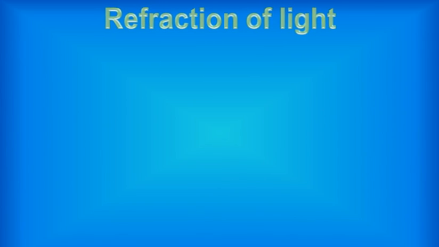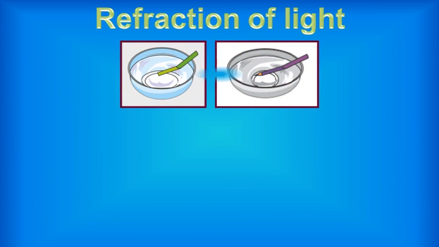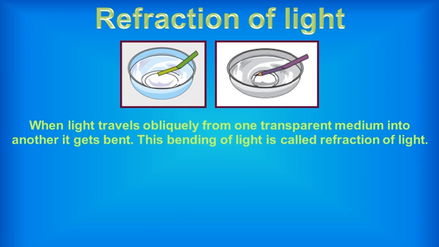Refraction of light. If you put a straw or pencil in water, they appear to bend at the surface. Do you know why this happens? This is due to the phenomenon called refraction of light. When light travels obliquely from one transparent medium into another, there is a change in direction of light, and it gets bent. This bending of light is called refraction of light.